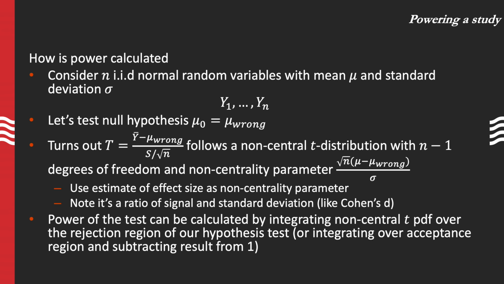The power of the corresponding hypothesis test can be calculated by integrating the non-central t distribution's PDF, or probability distribution function, over the rejection region of our hypothesis test, or equivalently integrating it over the acceptance region of our null hypothesis, and then subtracting the result from 1, or doing 1 minus the probability of a type 2 error, essentially.